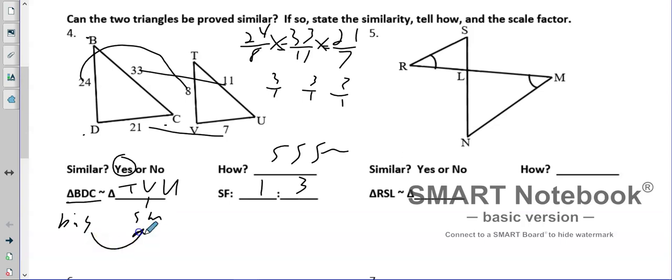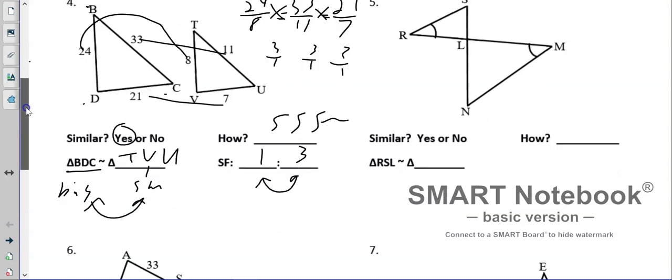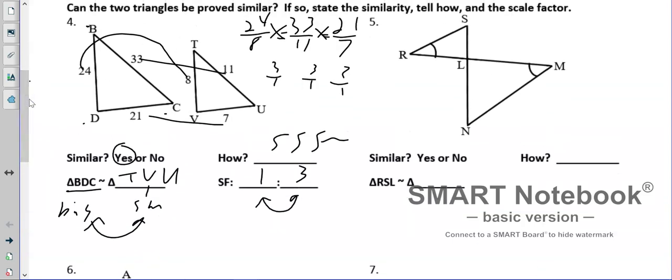But if we switched these and said TVU to BDC, then we would have done 3 to 1. Now again, am I going to be that picky on the test? Probably not. I'll just point out that it should have been the other way, because at least the important thing is having the main numbers. But just try to think about, am I getting bigger? Am I getting smaller? All right.